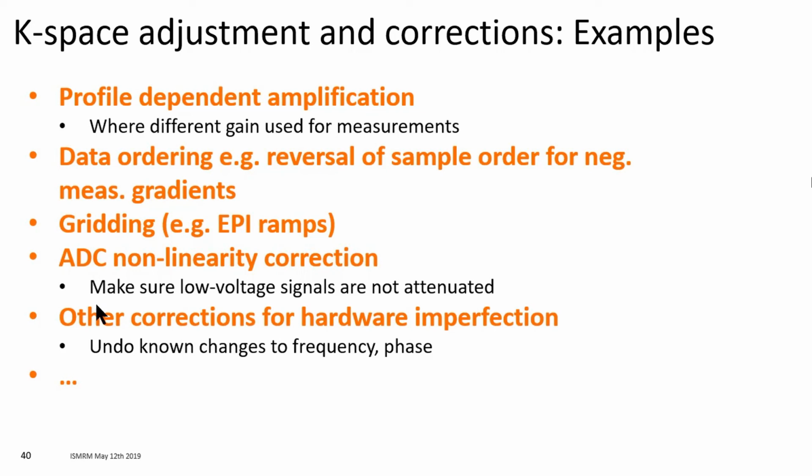we want EPI to be as fast as possible. It's one of the fastest methods of reading out data, and so we sample on the slopes of the gradients as well as the plateaus of the gradients, and that's essentially a non-Cartesian bit of sampling. So we have to regrid those data onto a Cartesian grid to do the Fourier transform. ADC nonlinearity correction. I mean, nobody's hardware is perfect, so we make those corrections so that low voltage signals are not attenuated. And other corrections are made as well.